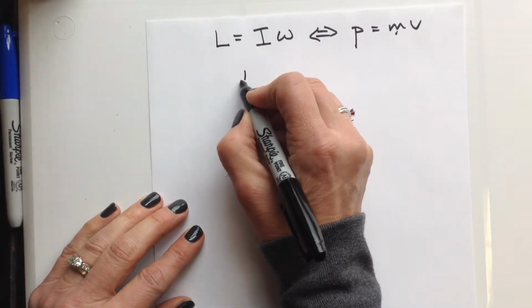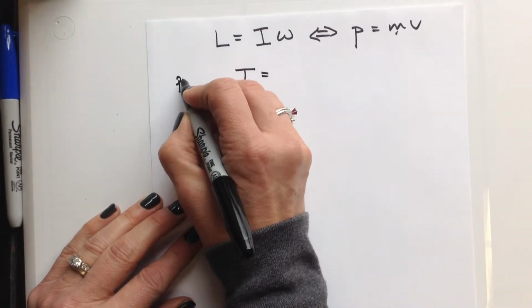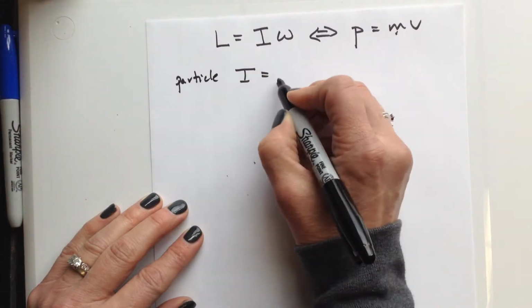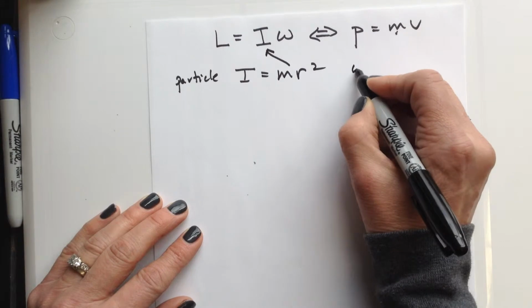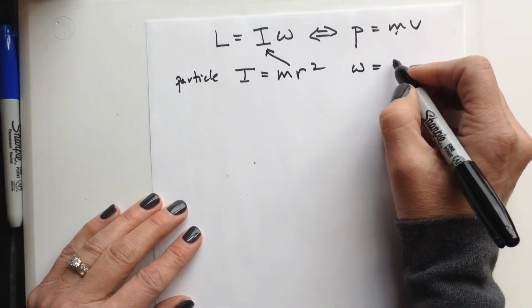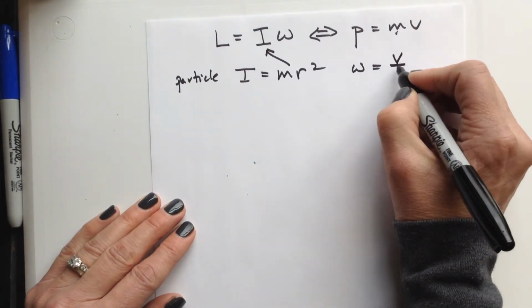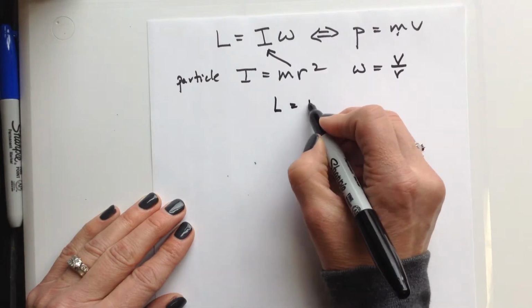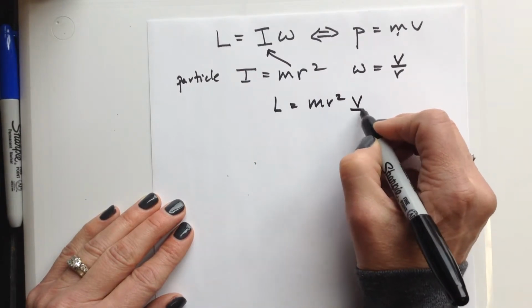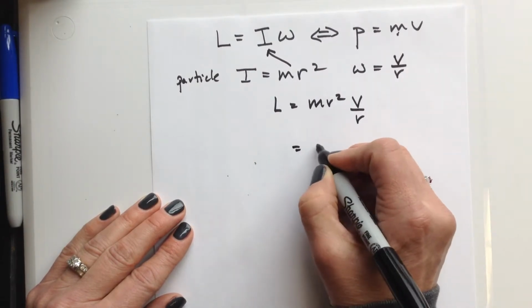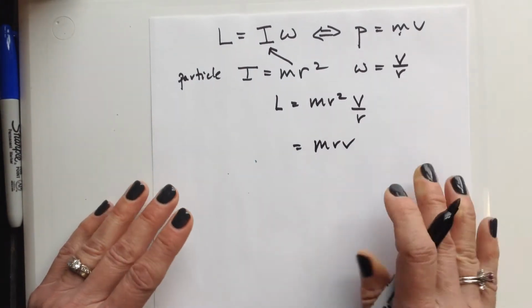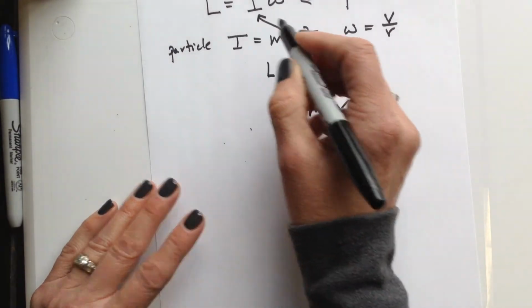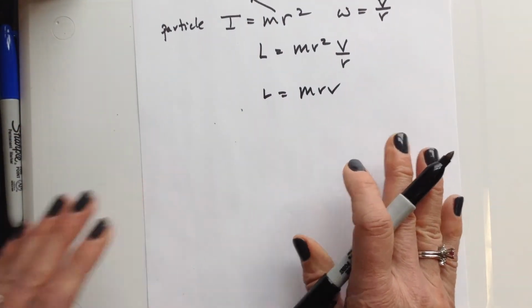In fact, if we look at the rotational inertia of a particle, we know it's equal to mr squared. If I plug that in over there and use our non-slip condition, which is v over r, we get L equals mr squared v over r. The r's cancel out, and you'll end up with m times r times v, which is what we started with in the beginning. So they're equivalent equations, it's just how you want to deal with it.